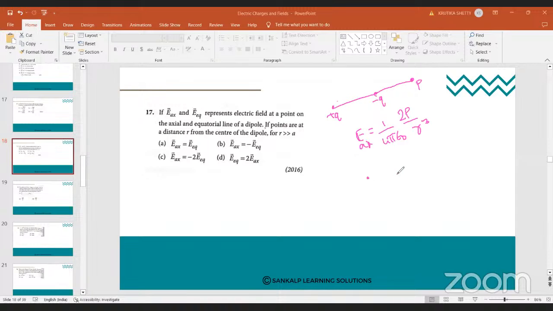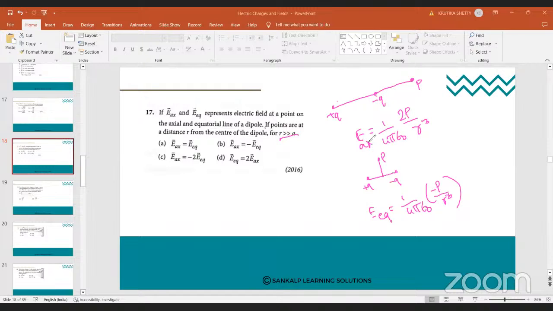Similarly, if I consider the dipole plus Q minus Q and the point P is here, this is called the equatorial plane. You have learned this derivation in school and college. The electric field due to the equatorial plane is given by 1/4 pi epsilon naught minus p divided by r cube. I hope you remember this. Actually the denominator comes as r square plus a square raised to 3/2. But here we don't require that, because they have given a condition in the question: r is much greater than a, so we can take only r cube. a is not required, understood?